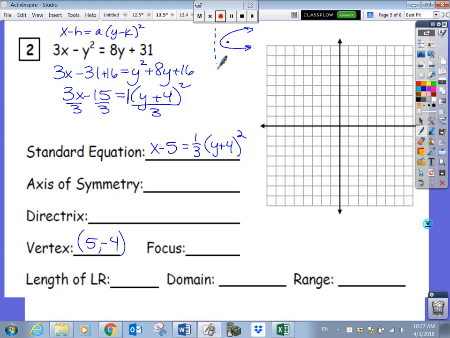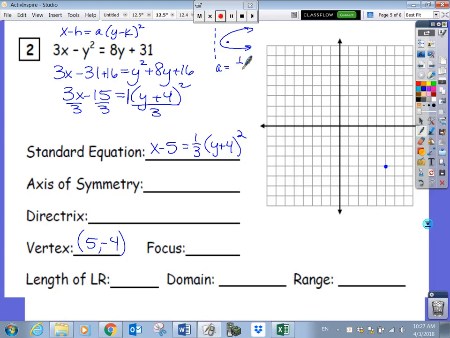Again, if it's helpful to draw that little sketch, I just think it's helpful because then when I plot everything, I know what I'm doing. But it's completely up to you. It's not necessary. So 1, 2, 3, 4, 5. 1, 2, 3, 4. There's your vertex. And now we have to figure out how far away to go to the directrix and the focus. So we need to find p.